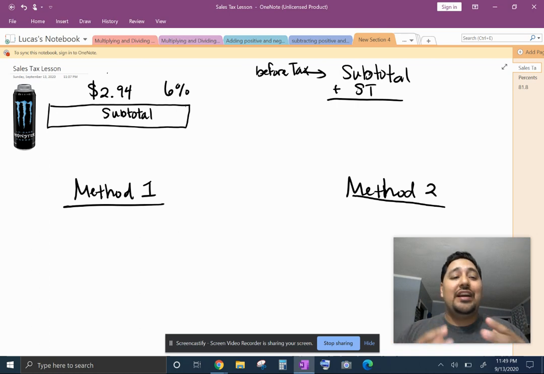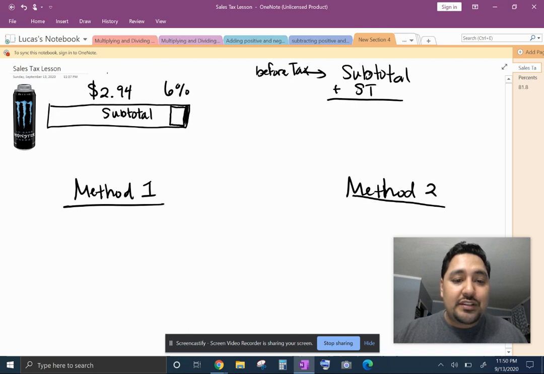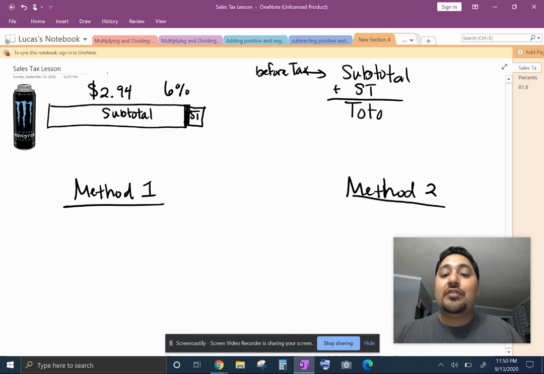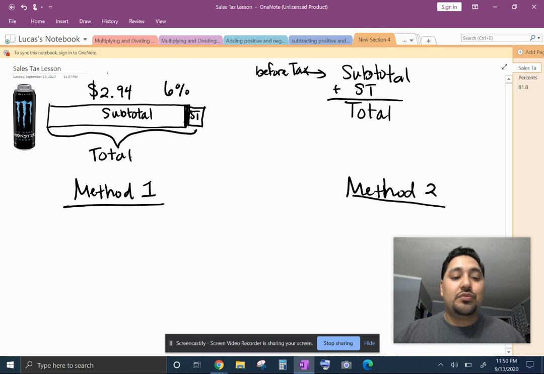Let's say, for example, I'm buying this monster and my sales tax was 6%. What they do is they calculate what 6% is of this total. Once they calculate it, they add it on to the subtotal to create the total amount that you need to pay. So you pay all of this, which is the actual total.